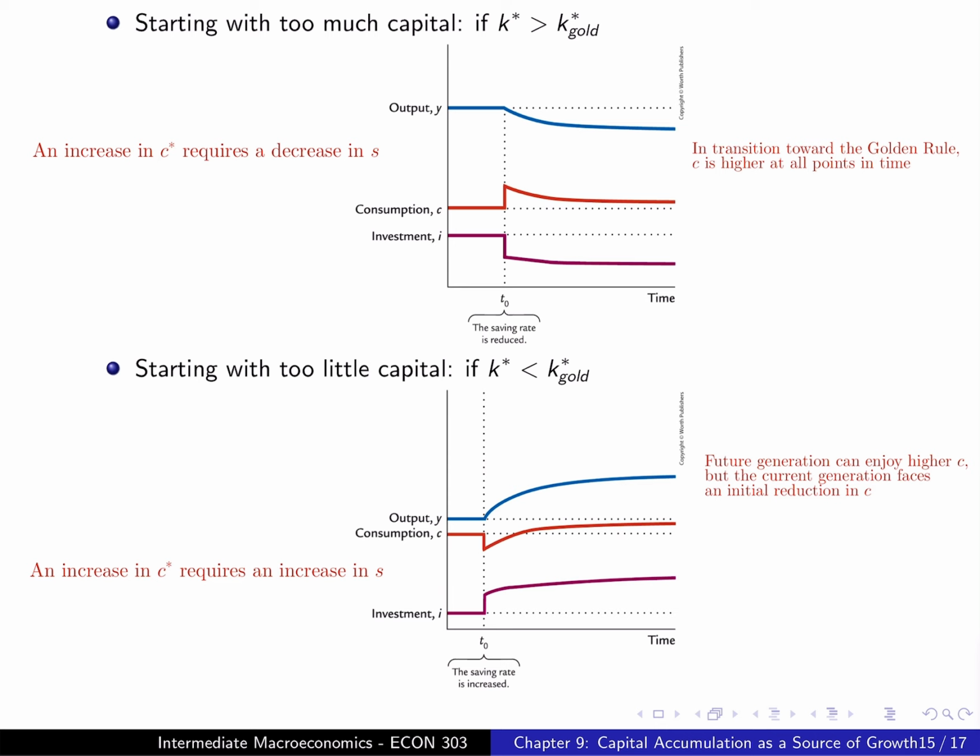This adjustment process allows the economy to move toward the golden rule steady state, where consumption is maximized. The implication is that an increase in steady-state consumption, lowercase c star, requires an increase in the saving rate. Future generations can enjoy higher consumption per worker, but the current generation faces an initial reduction in consumption per worker.